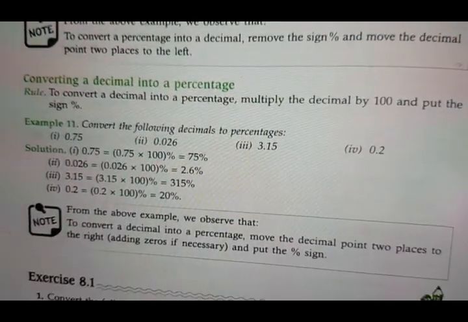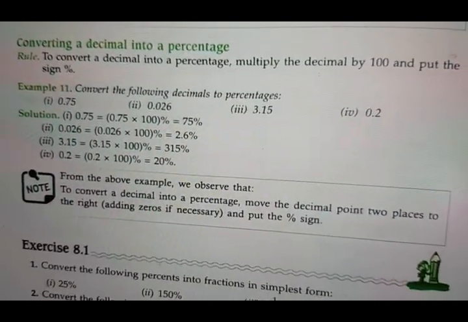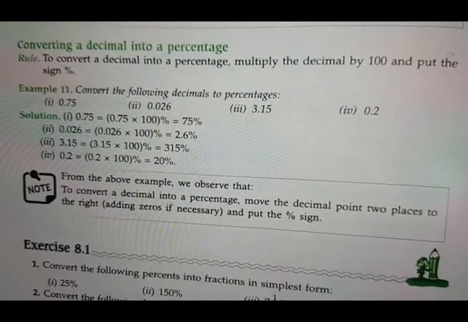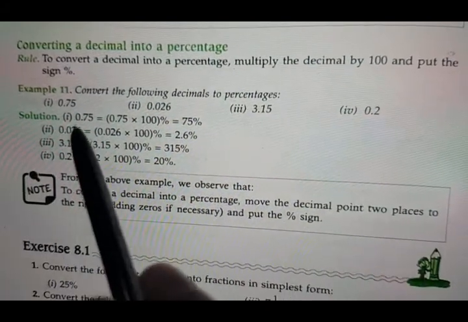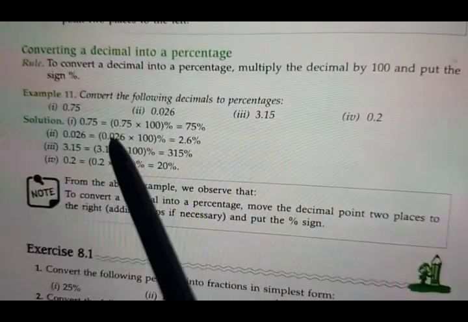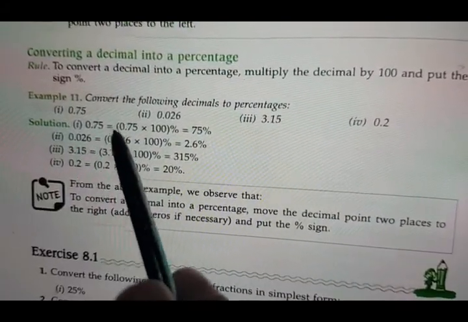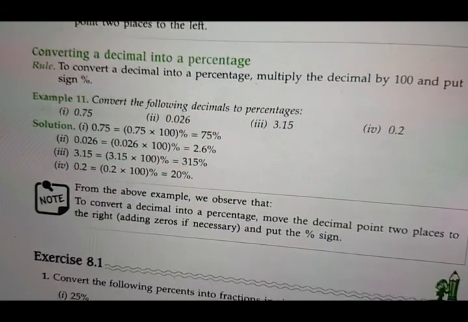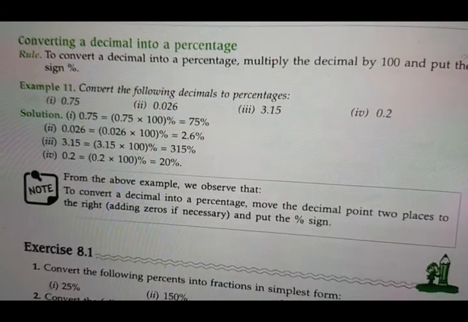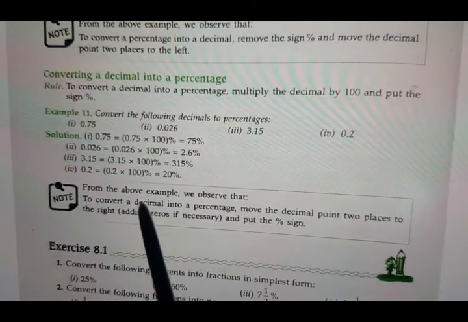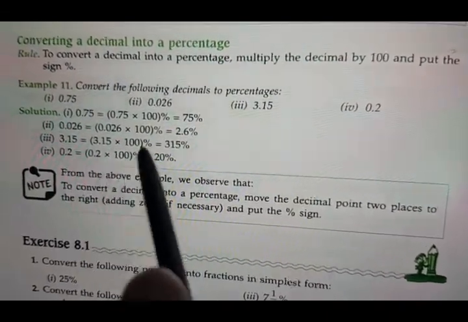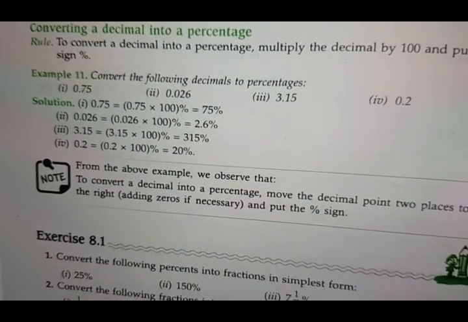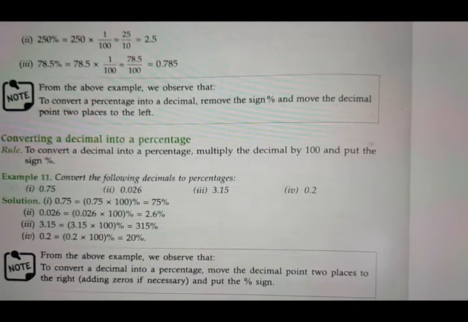Converting a decimal into percentage. You multiply by 100 and the decimal moves towards the right. Multiply by 100, the decimal will go to the right-hand side. So 0.75 means 75%. 0.026 means 2.6%. 3.15 means 315%. 0.2 multiplied by 100, so 20%. So these are very easy questions.